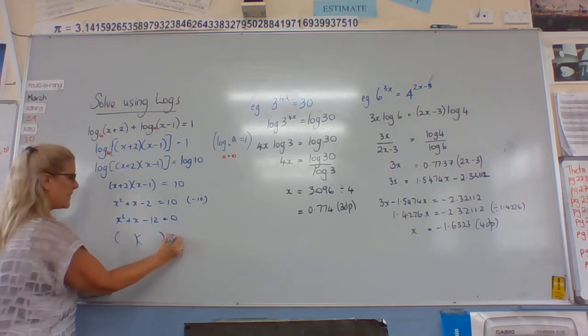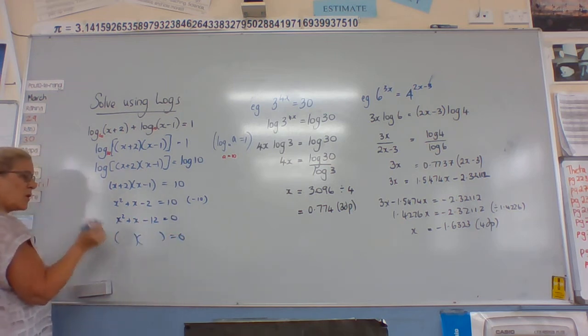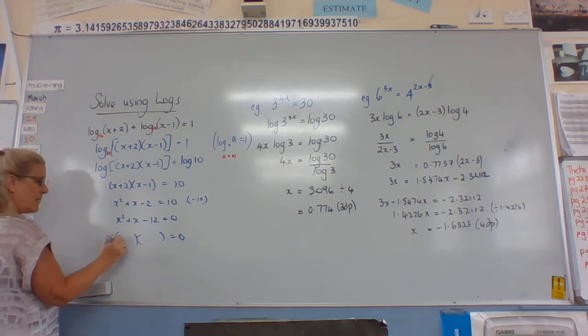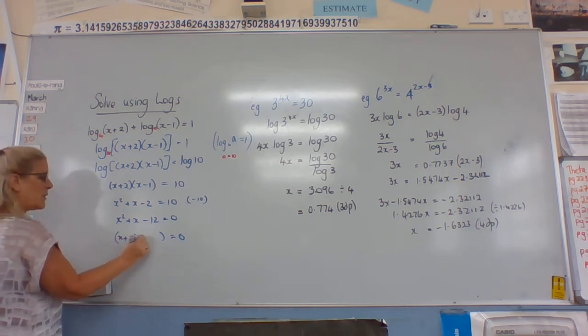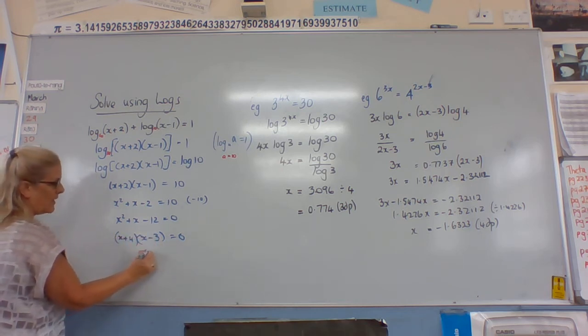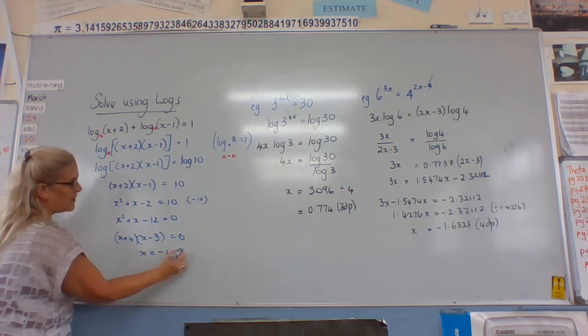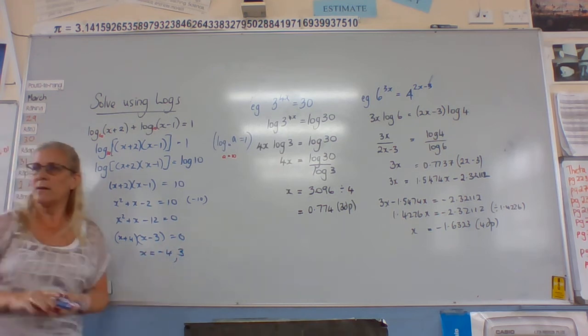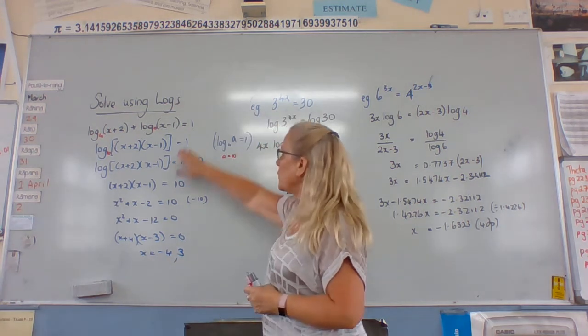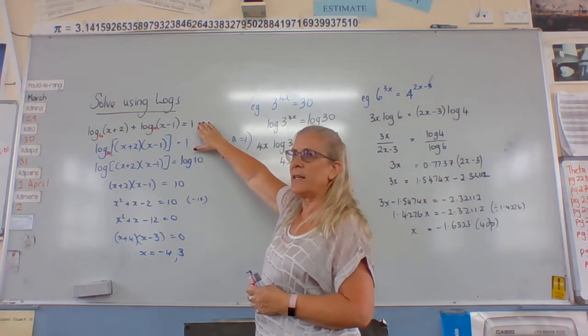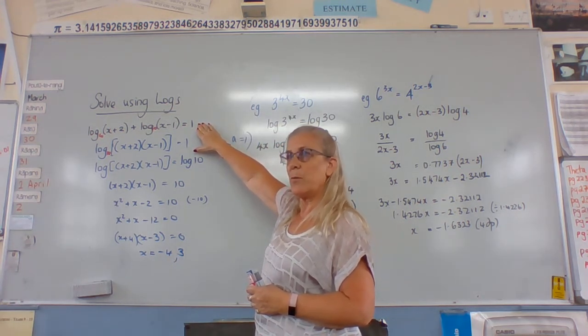Brackets. Multiplies to negative 12. Adds to positive 1. Plus 4. Minus 3. Answers. Negative 4 and 3. If we put negative 4 and or 3 in there for x, we will end up with 1.